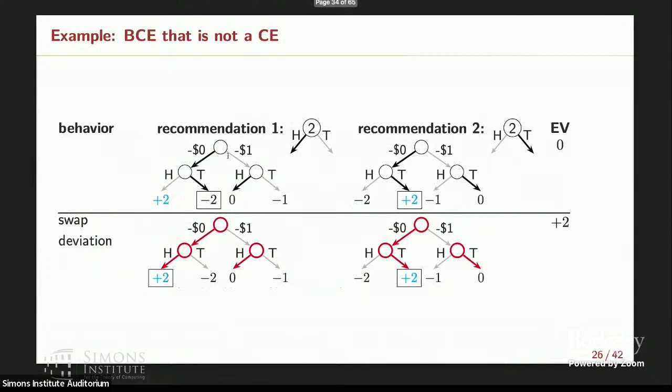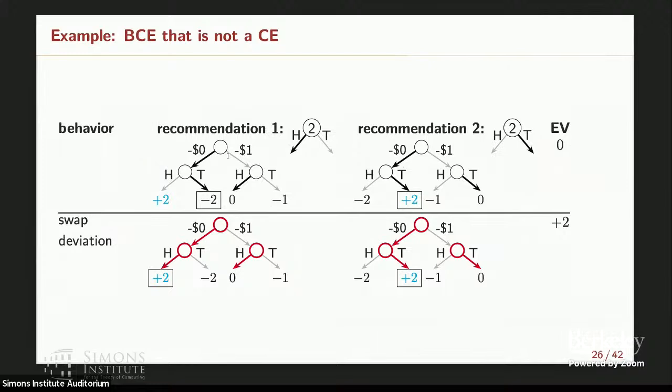Let me show you with an example what we're missing by looking only at behavioral deviations. Here is an example of a game, which is a bit like matching pennies. Let me explain how this is written. We're looking at payoffs from the point of view of player one. Those are the payoffs down here.